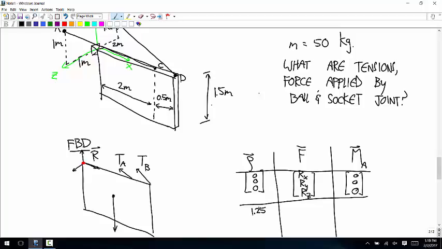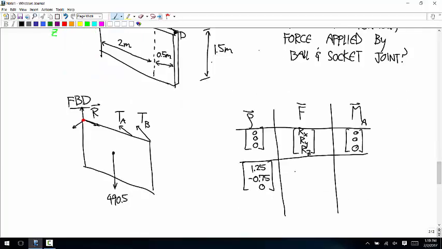And how far do we have to go in the y direction? Half of the height, and in the negative direction. And how far in the z direction? 0. Yep. And then the force is 490.5 in the negative y direction. So 0, negative 490.5, 0. And that cross product is 0, 0, negative 613.13.